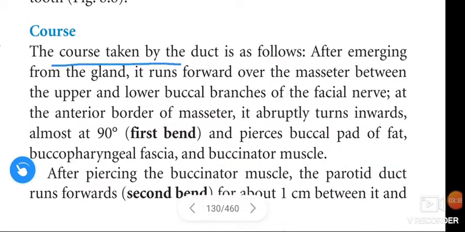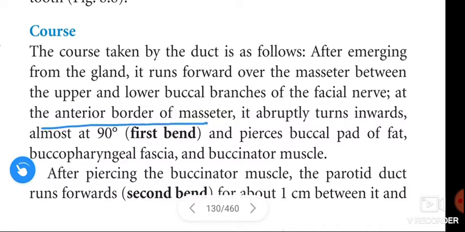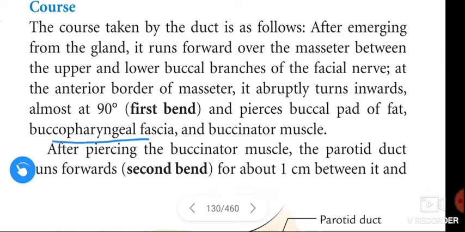The course taken by the parotid duct is as follows. After emerging from the gland, it runs forward over the masseter between the upper and lower buccal branches of the facial nerve at the anterior border of the masseter. It abruptly turns inward almost 90 degrees, this is the first bend, and pierces the buccal pad of fat, buccopharyngeal fascia and buccinator muscle.